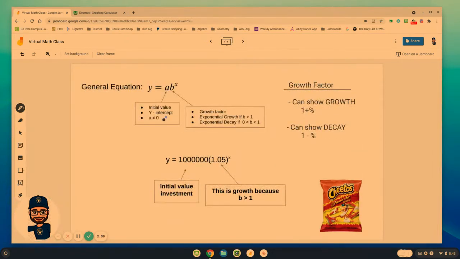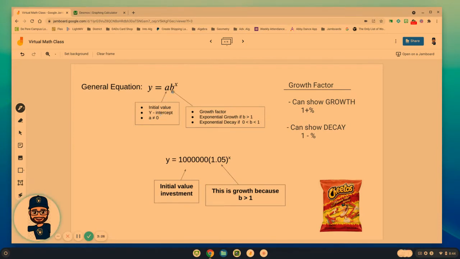Okay, and we have a general equation for growth and for decay. Y equals A times B to the power of X, where this A value out front is our initial value. What did we start with? Okay, it cannot be zero. We didn't start with zero. We've got to start with something. It's also our Y-intercept. It's where our graph starts.